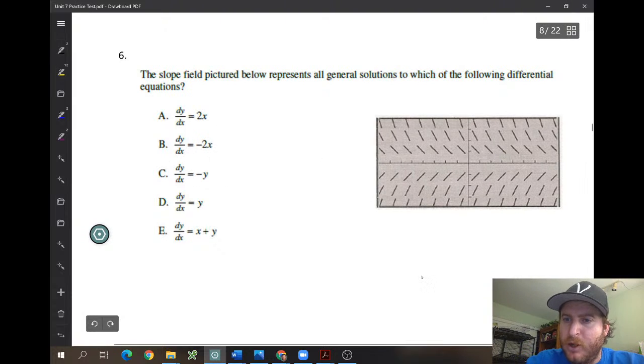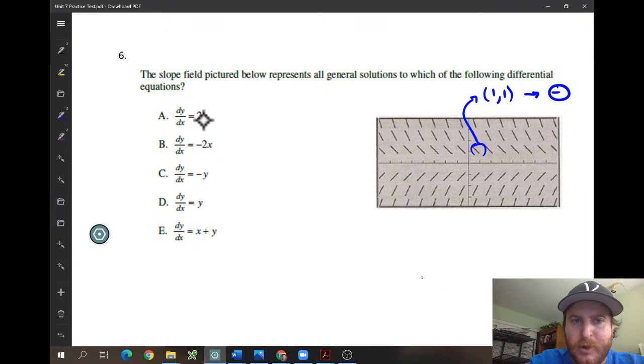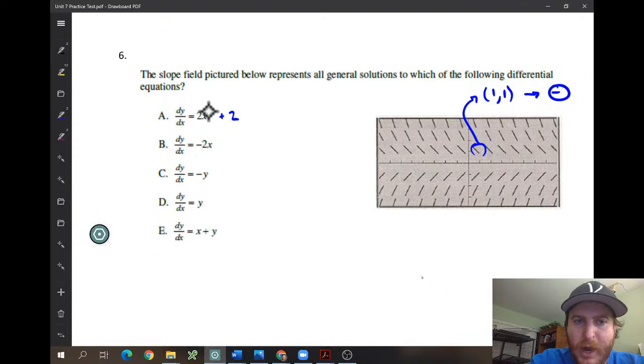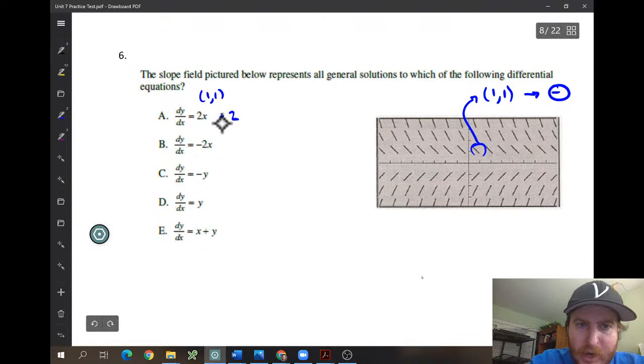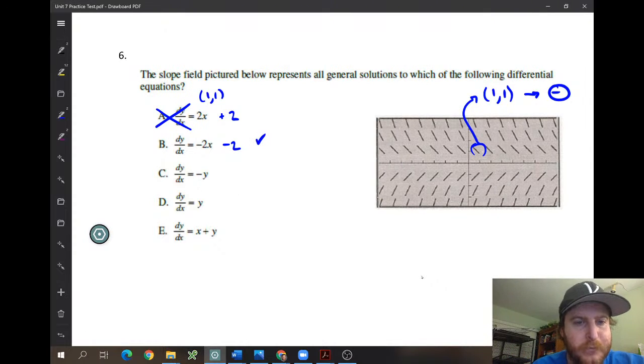So, maybe I plug in at 1, 1, I'm getting something negative, right? So if I plug in 1, 1 here, well, I only have an x, so if I plug in 1, 1, I get positive 2. Well, this was a negative slope, right? The reason I know it's negative is it's pointing down. But when I plugged in 1, 1, I got 2, so this cannot be right. Here, if I plug in 1, 1, I get negative 2. This could work. It doesn't have to work, it just could work.